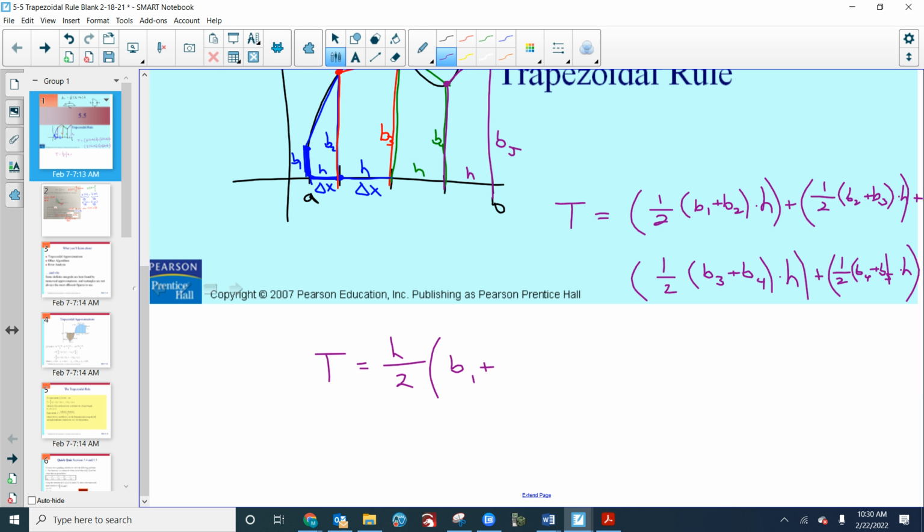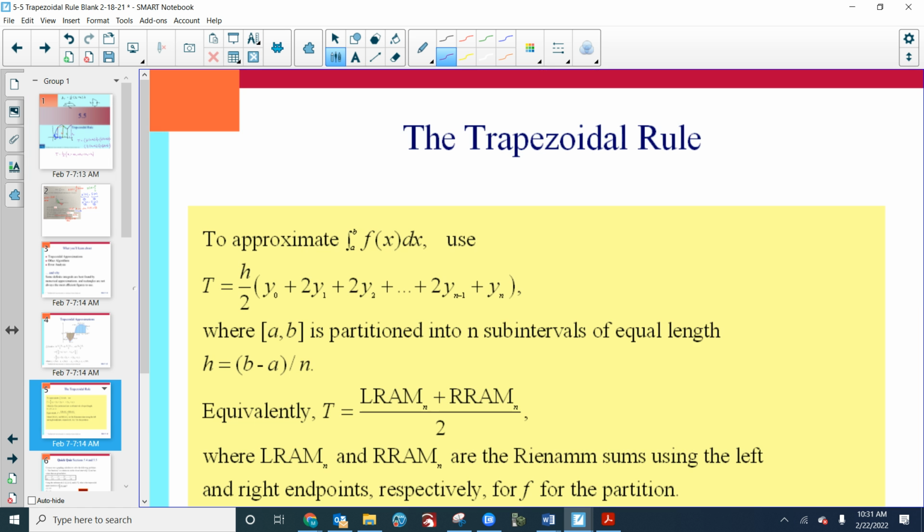How many times does B1 get counted? How many times does B5 get counted? And all the other ones get doubled. So B1 plus 2B2 plus 2B3 plus 2B4 plus only 1B5. Does that formula make sense to you? Because of the shared sides of those trapezoids, every interior B gets doubled. The first one and the last one only get counted once each. And there, my friends, is your trapezoidal sum.